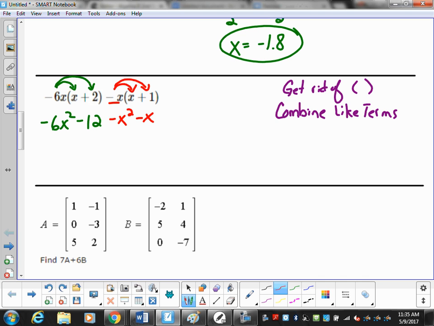And this is the second time I messed up here. Negative 6x times 2 is negative 12x. Sorry about that.